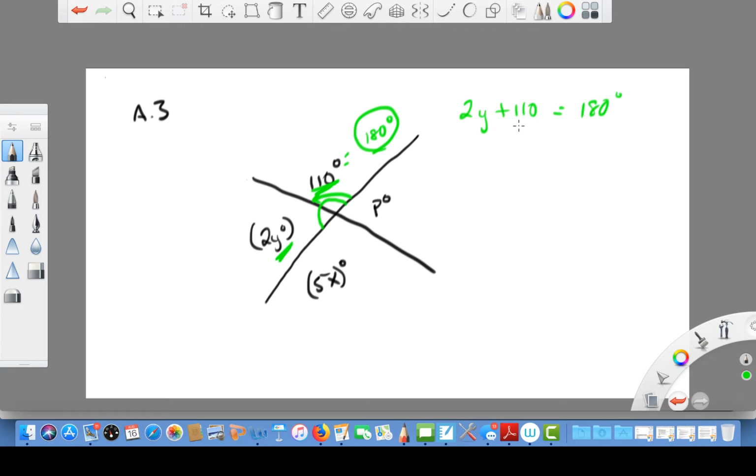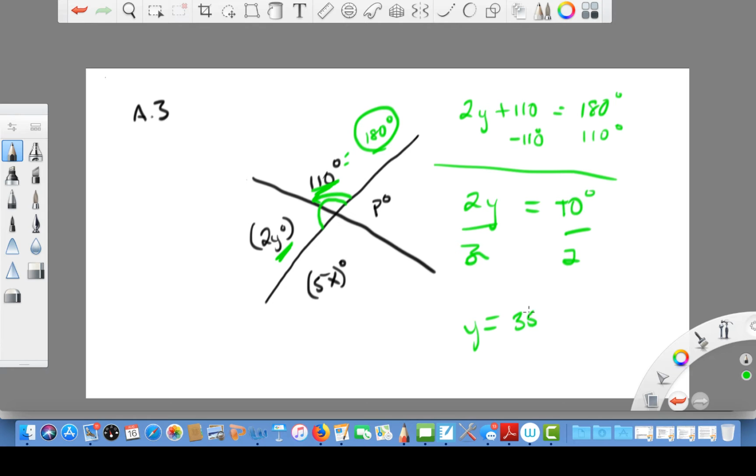So how do we solve for y? Well, a couple ways to do that, okay? And first of all, what we want to do is subtract 110 from both sides, okay? 110 degrees from both sides. That way, 2y equals 70 degrees. If we divide by 2, y is going to equal 35 degrees. And we have to show 2 times y, because we need to know what that is.